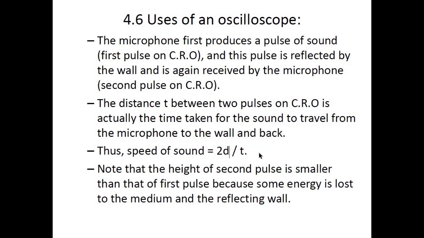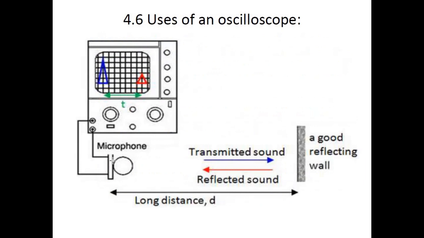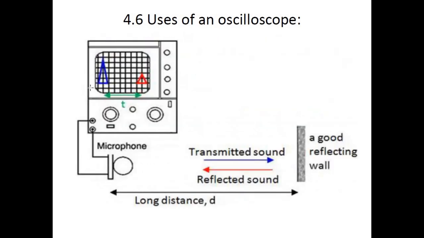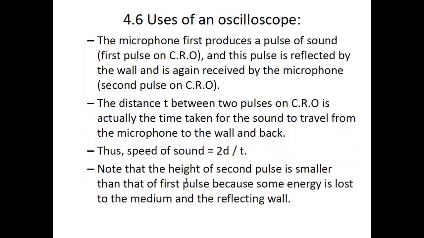Why 2d? Because sound traveled from here to here and then it came back. So basically it traveled twice the distance, divided by time. How would you find time? Simply count the number of boxes and you would be told what is the time base, so multiply it with it.